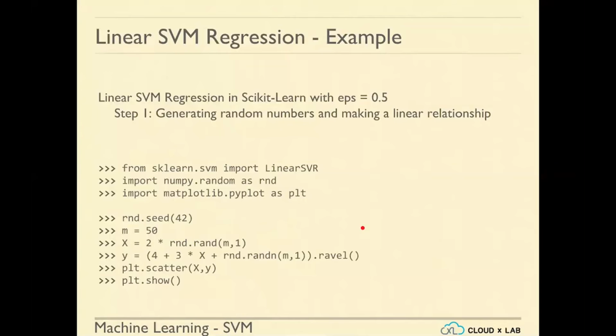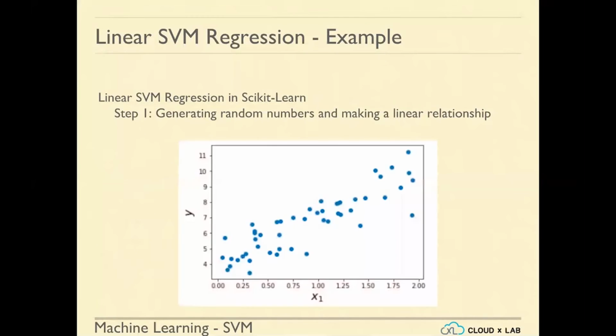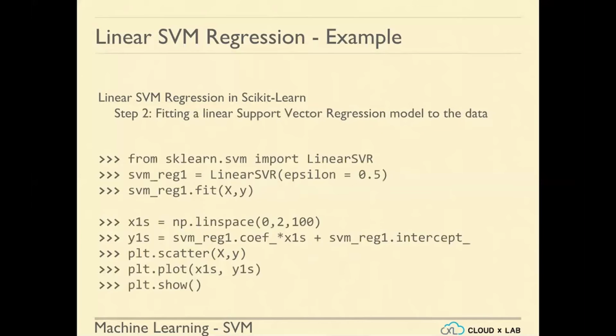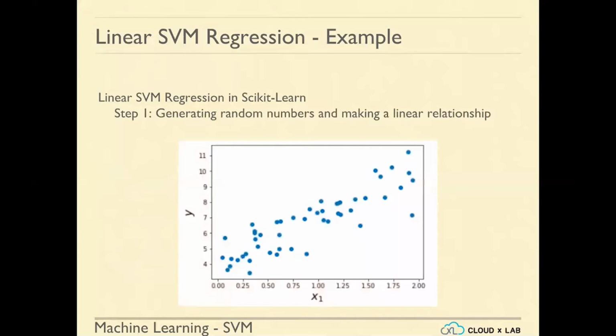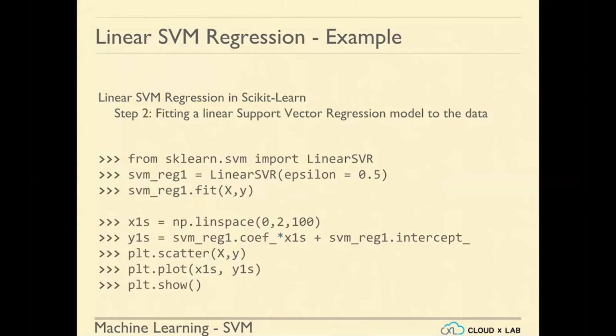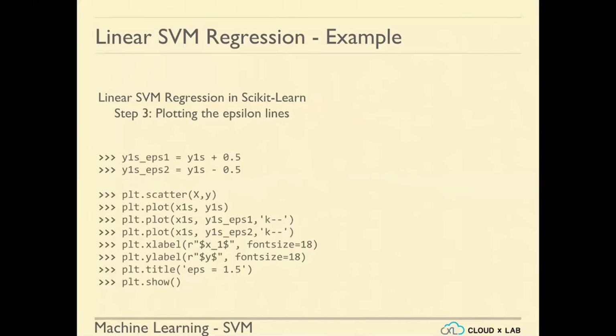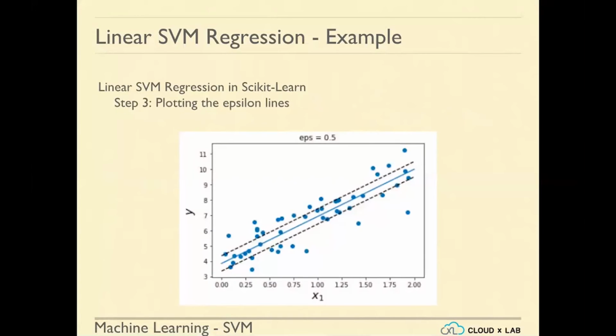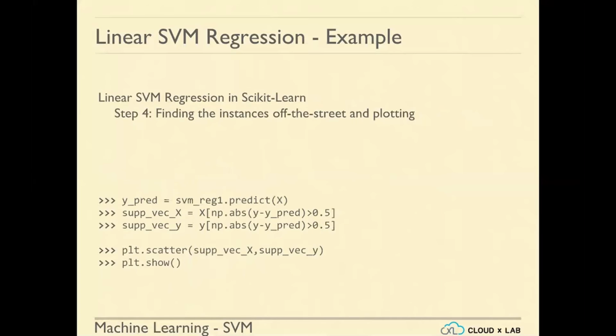Now, SVM regression in scikit-learn with epsilon 0.5, we basically generate the random numbers, make the relationship, and fit this. This we have already done. And if the epsilon is 0.5, it's going to look like this. But the model is going to be very similar to the previous one. And for epsilon 0.5, this is how it looks like.